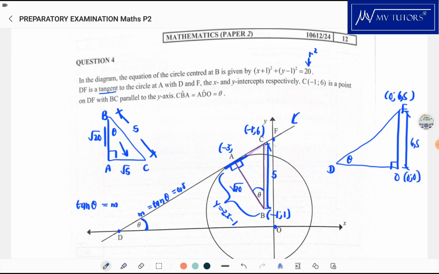And OD, we don't need it. As long as we have theta, then we can work out what OD is. And what will we need? We could say tan theta is equal to OF over OD. Okay, so let's just go and work that out.